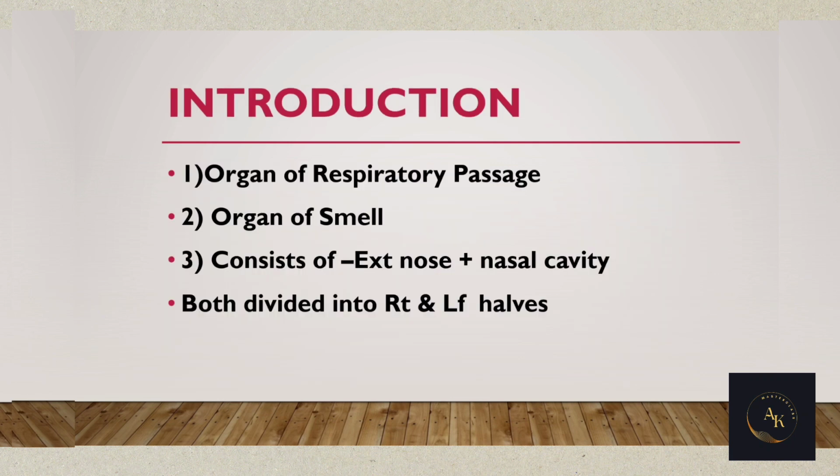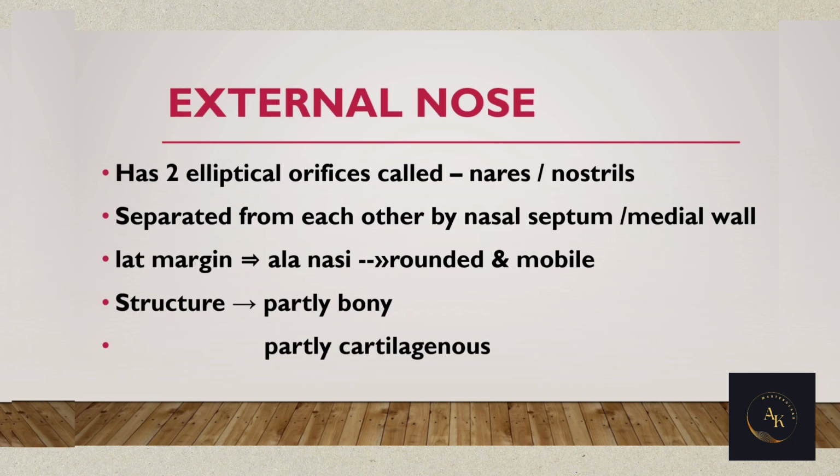Nose is important sense organ. It is an organ of respiratory passage. It is an organ of smell. It consists of two parts, that is external nose and nasal cavity. Both parts divided into two halves. Let's take a look at both parts of nose one by one.